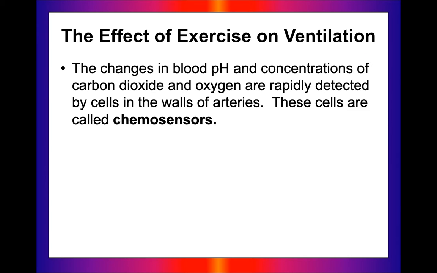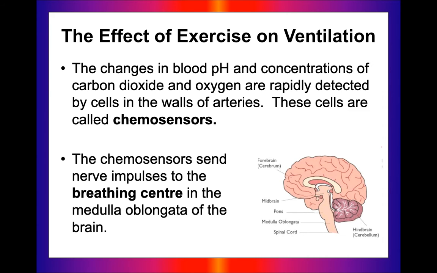So, that change in the blood pH and also the concentrations of carbon dioxide and oxygen are rapidly detected by cells in the walls of arteries. These cells are called chemosensors. And so, the chemosensors send nerve impulses to the breathing center in the medulla oblongata of the brain.